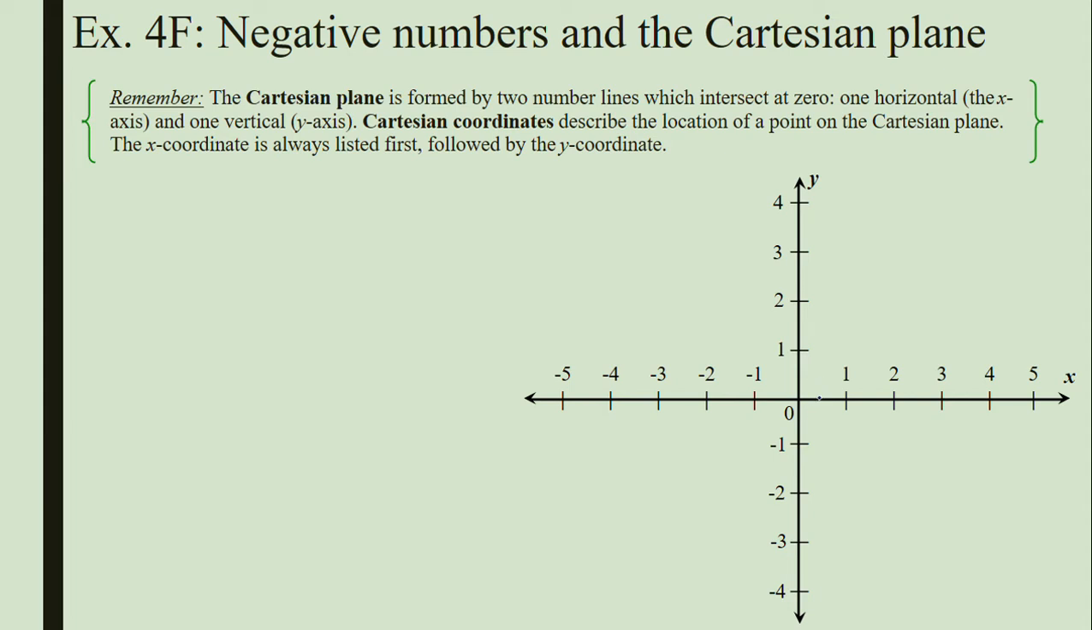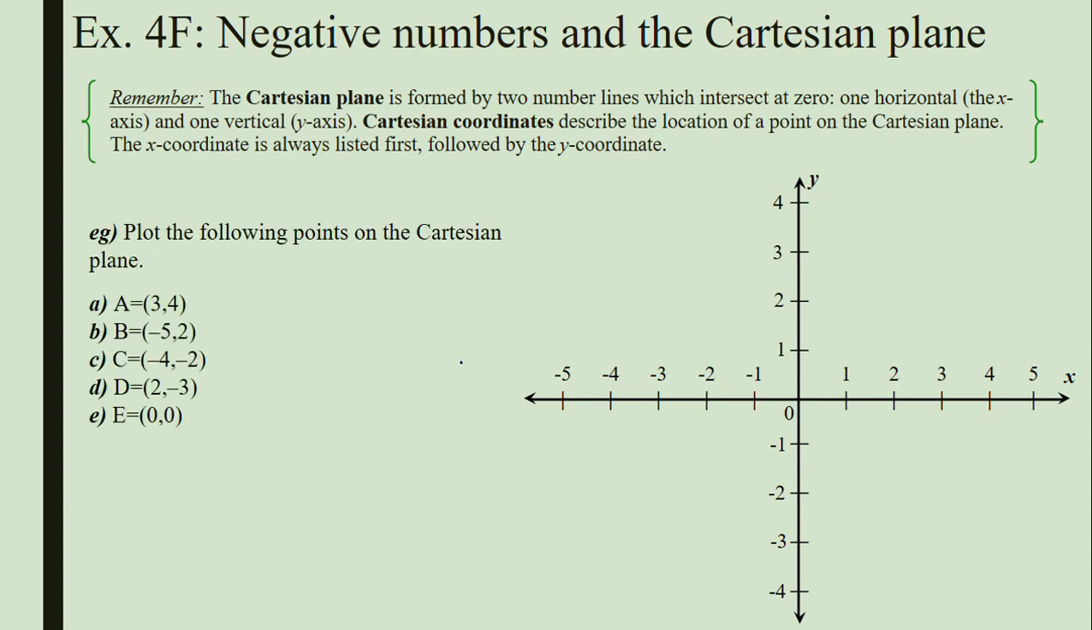Remember that the Cartesian plane must intersect at 0. All of my numbers are evenly spaced and all of my lines are straight. X goes across the horizontal line and y along the vertical, and x is always listed first. So as we did in our previous exercise, we're going to draw 5 different points on this plane, and then we'll talk a little bit more about those quadrants.